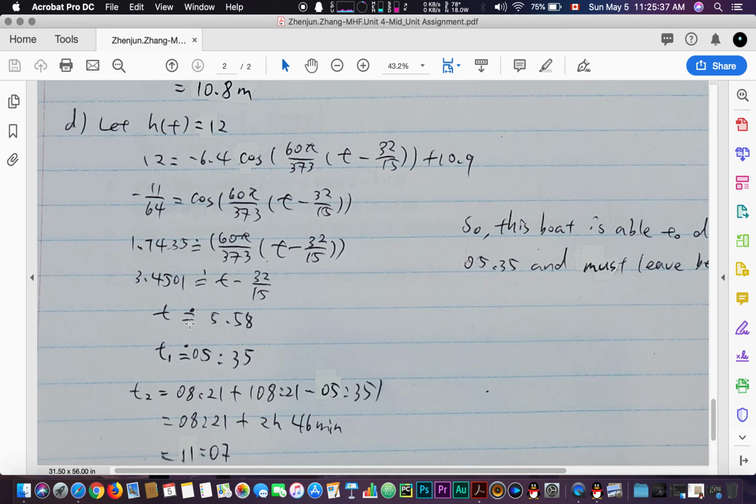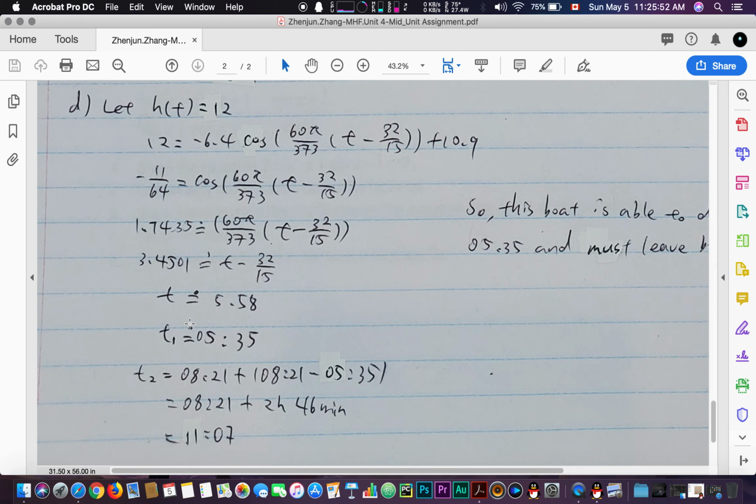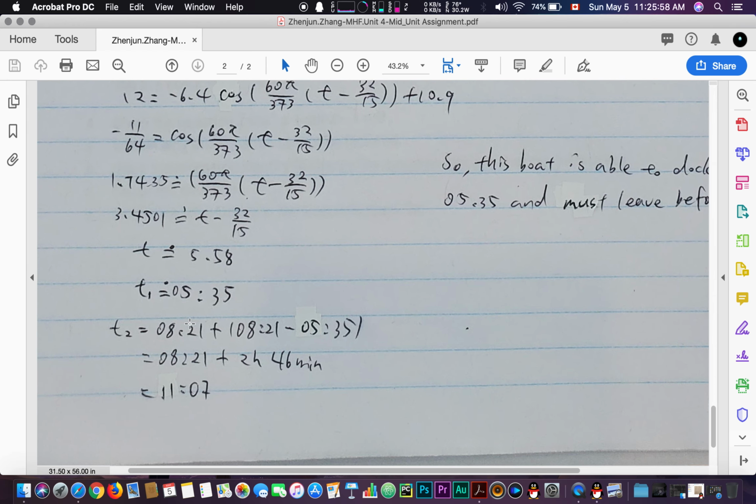What is 5.58, you may ask? We just do a calculation. 5.58, 58% of an hour. That's 35 minutes. And then, therefore, the T1 is 5 o'clock, 5:35, 5:35 in the morning. And then we have our T2.